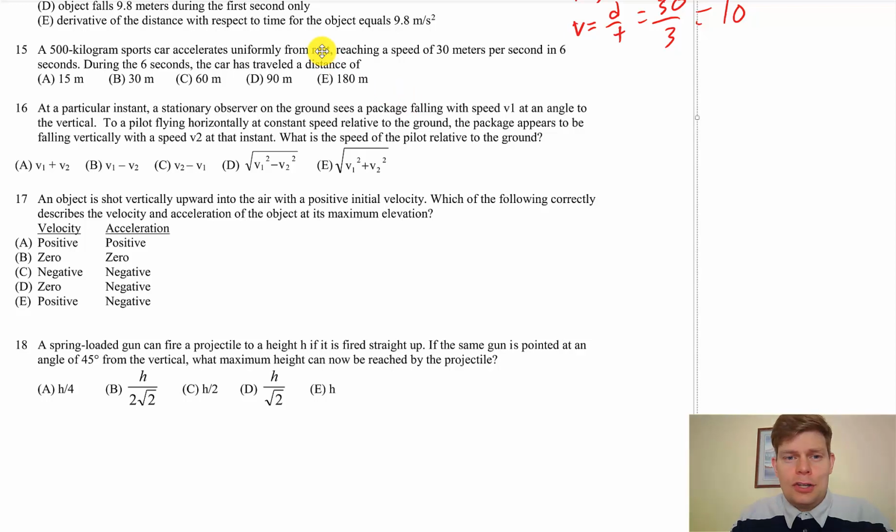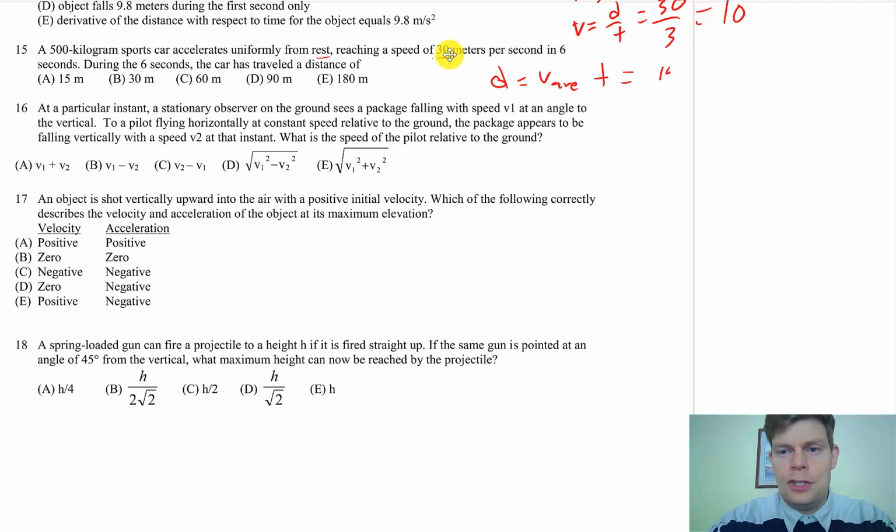If it started at 0 and reached a speed of 30 meters per second and it accelerated uniformly, uniformly means you've got a constant acceleration. So if you want to find the average velocity, all you got to do is find the middle between 0 and 30, which is 15. So basically displacement equals average velocity times time, and your average velocity is 15, and your time is 6. So 15 times 6 is 90. So you went 90 meters.